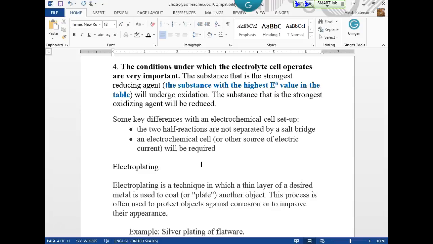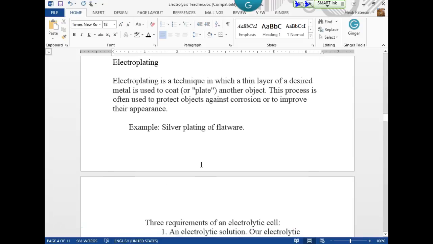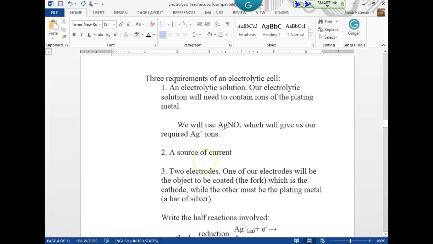Is there colored metal? I want to plate my key blue. You still need an electrolytic solution. Do you remember what an electrolytic solution is?